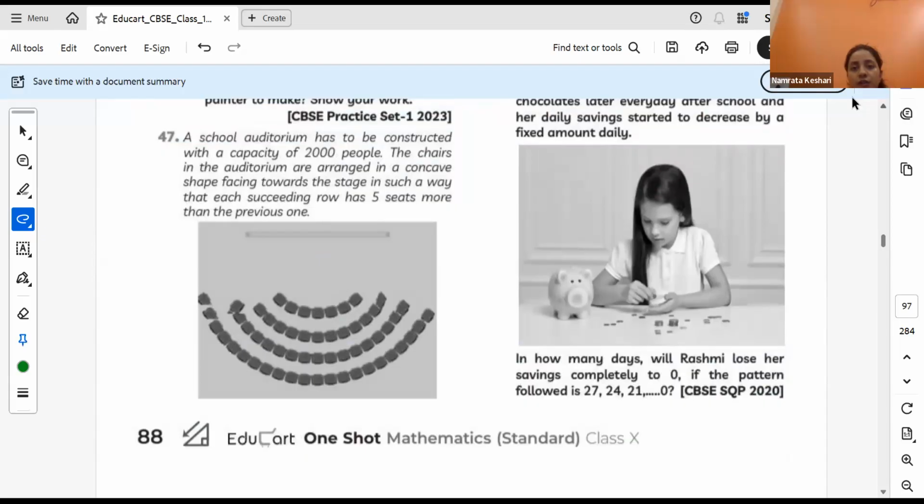Can you see question number 47? Yes, ma'am. It's a case-based question. Please do try. Just read it and note down the proper data. Then I'll scroll up.